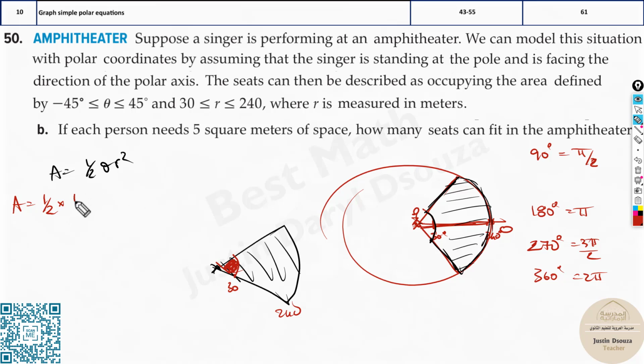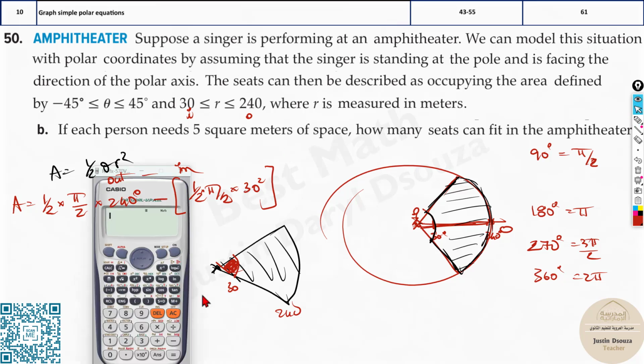So here we will use pi by 2 multiplied by, what is the radius? It's 240 squared. That's the outer radius. Minus, again the same thing, half pi by 2. Why? Because it's the same angle, right? But here now the radius is only 30 squared, the inner radius. Outer minus the inner. So this is out minus in. Now you just put that in the calculator, you will get the answer.